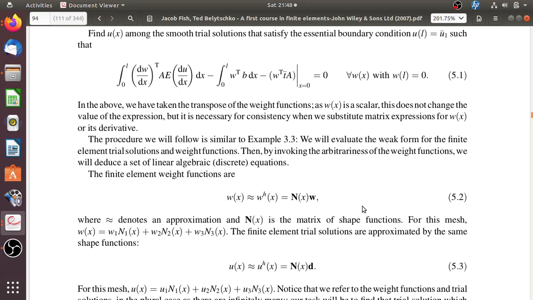Okay, so now you could wonder, is it necessary that this N of x for w and this N of x for u have to be the same? It's not necessary, okay, but that's one method, and this is a method which has been suggested by Galerkin. Okay, so if we follow his method, then we'll be using the same shape function for both w and u. Fine.